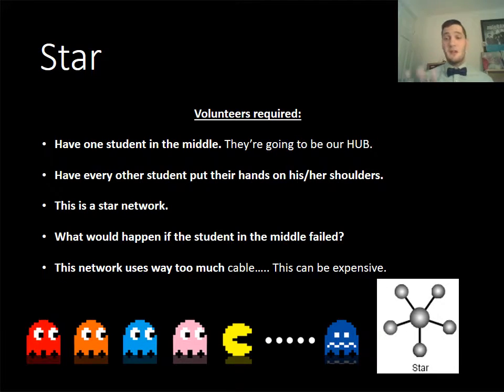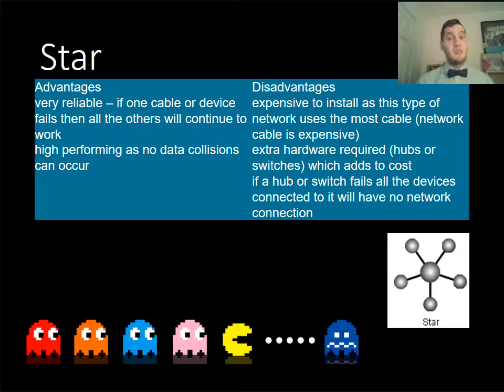You can also ask the students to put a second hand on the other student's shoulders, because what you can do is demonstrate that that's more cabling. So each arm is a cable. So you can demonstrate that the star network has a lot of expensive cable. So it is reliable because it's a lot quicker, and you don't really have as much room for error. Now, it's a high performing network because the device in the middle, the switch, can actually route the traffic to where it needs to go. So there's not lots of data collisions as there would be on a hub or on a bus topology.